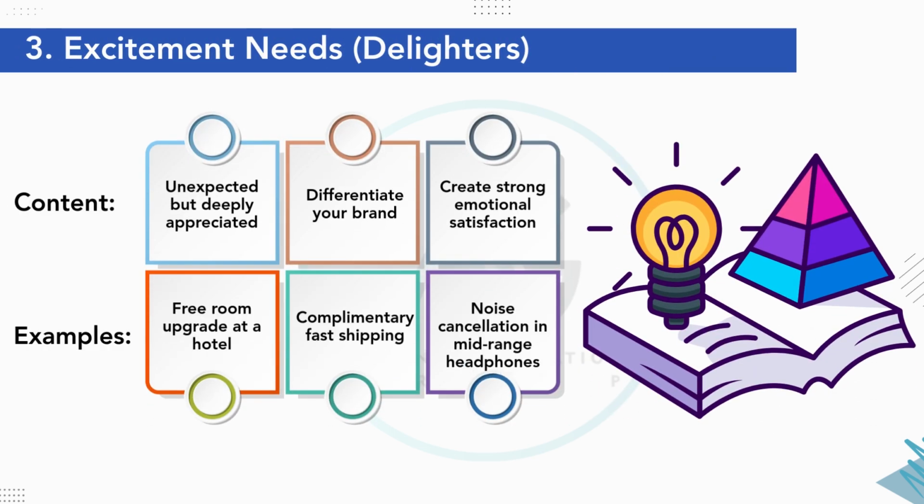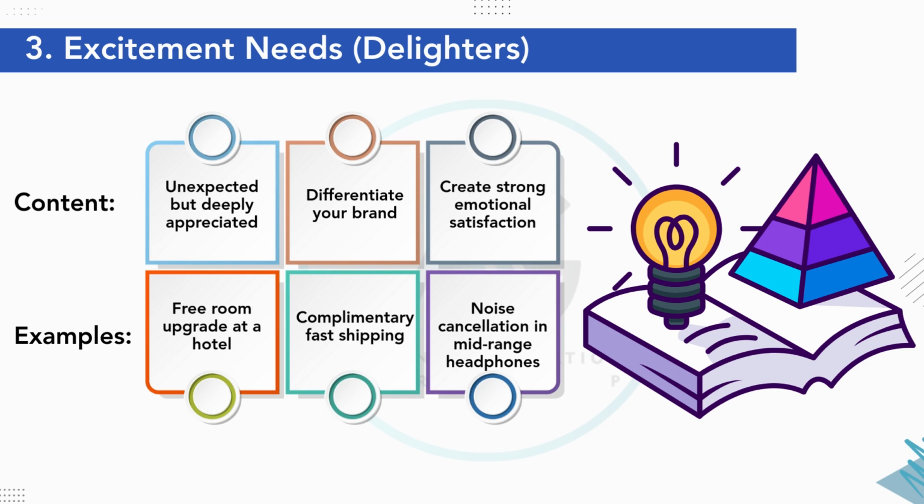Now let's talk about the third category of the Kano model: excitement needs, also called delighters. These are features that customers don't expect, but when they receive them, it creates a very strong positive emotional response. They help differentiate your brand and often lead to word-of-mouth promotion because they surprise and delight the customer. Key characteristics: unexpected but highly appreciated. Create emotional satisfaction and brand loyalty. Their absence doesn't cause dissatisfaction, but their presence gives you a competitive edge.